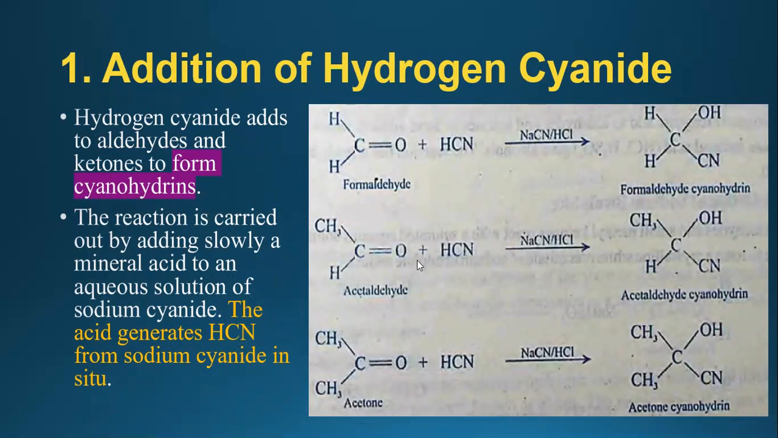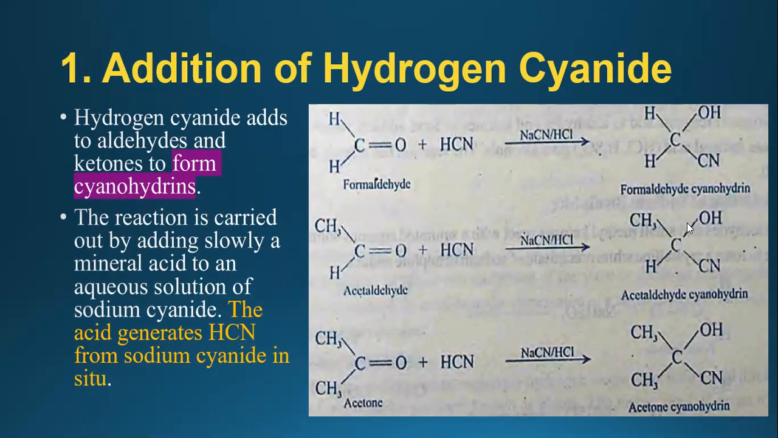In this whole chapter, you will see the different types of reactions of carbonyl compounds. The first one is formaldehyde, the other one is acetaldehyde, and the third one is acetone. Formaldehyde and acetaldehyde represent the class of aldehyde, while acetone represents the class of ketone. So first memorize these three compound structures and their names, and their reaction with HCN in the presence of sodium cyanide and HCl.